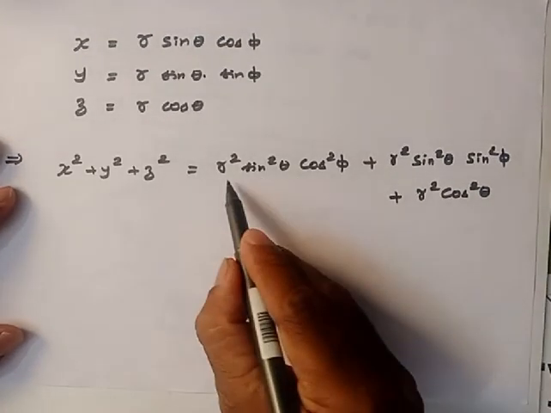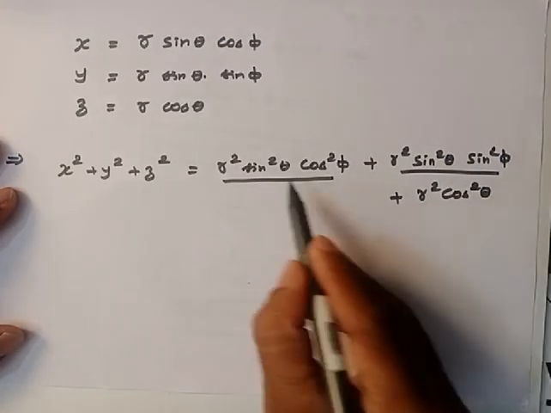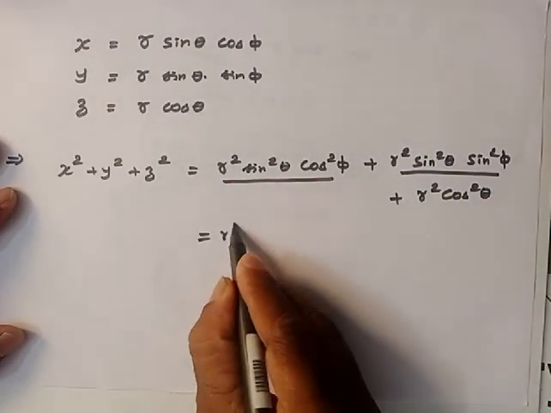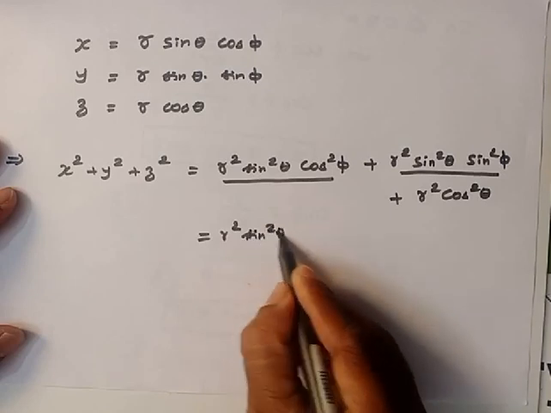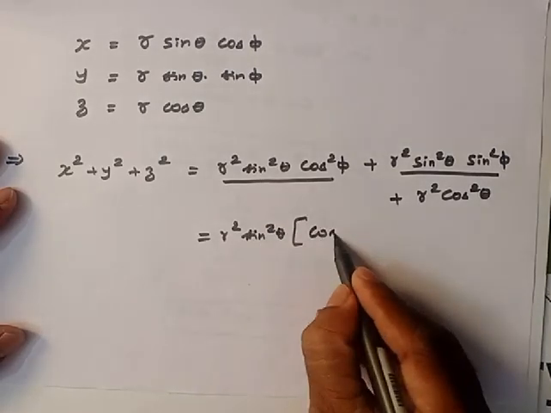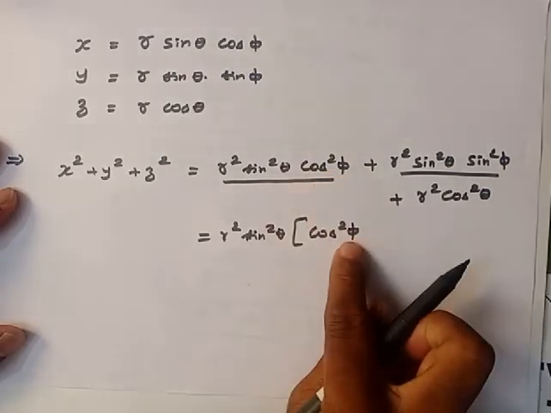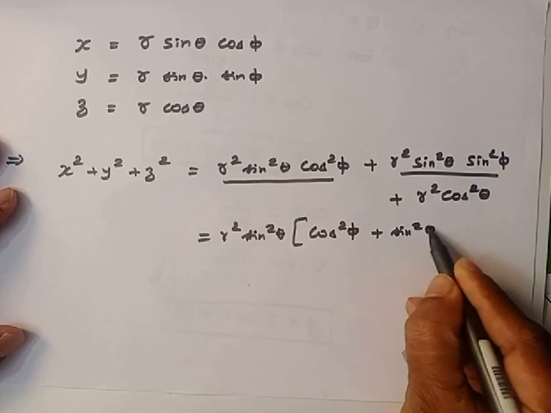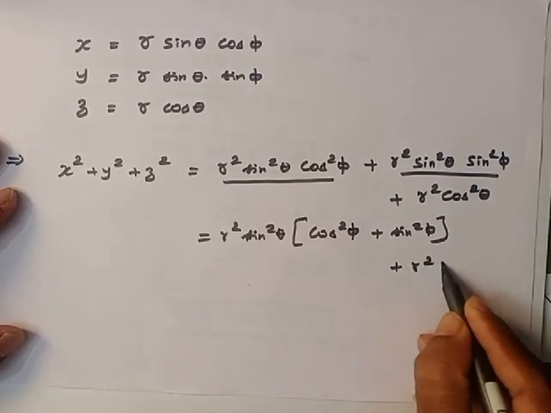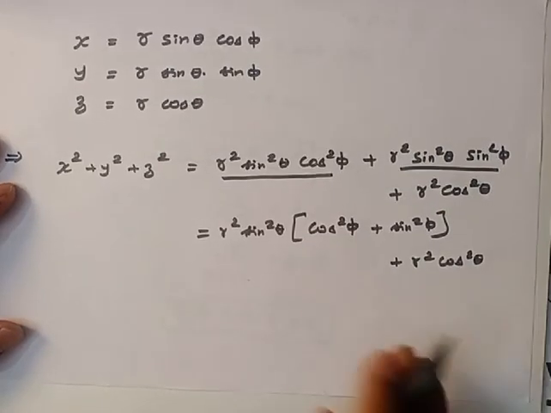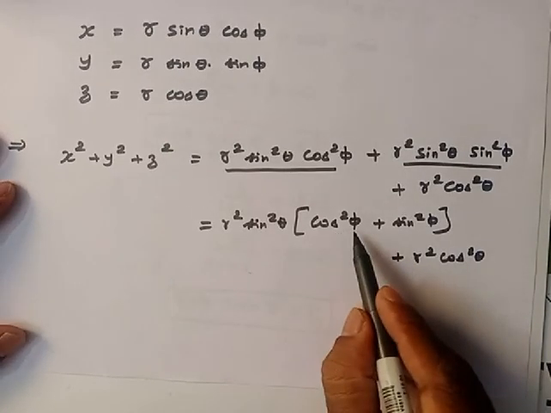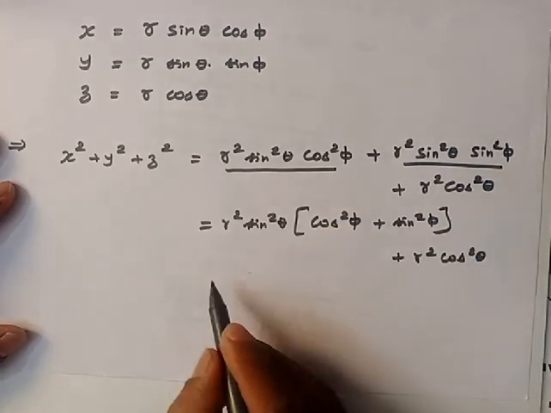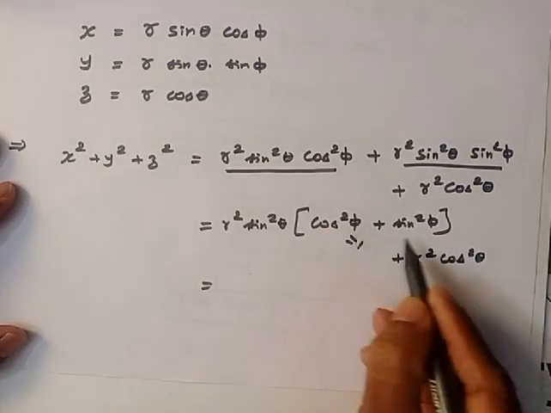Now I'll take the first two terms, and take r square sin square theta as common. Cos square phi remains in the first term, and sin square phi remains in the second term, plus keep the r square cos square theta term as such. And you know cos square phi plus sin square phi is 1. Therefore, this is equal to 1.